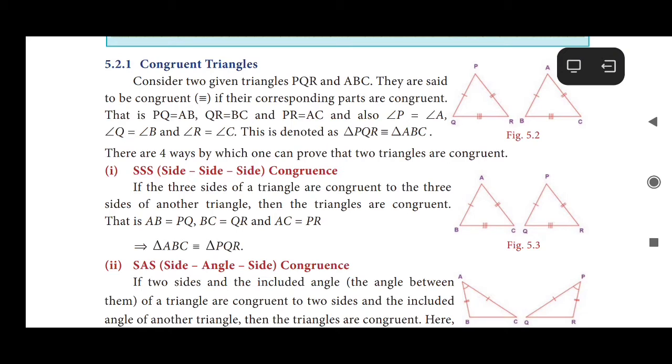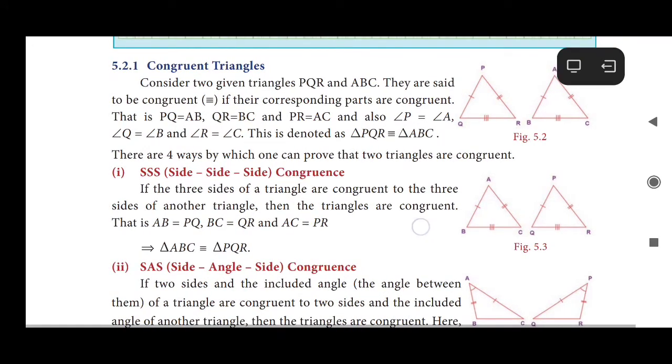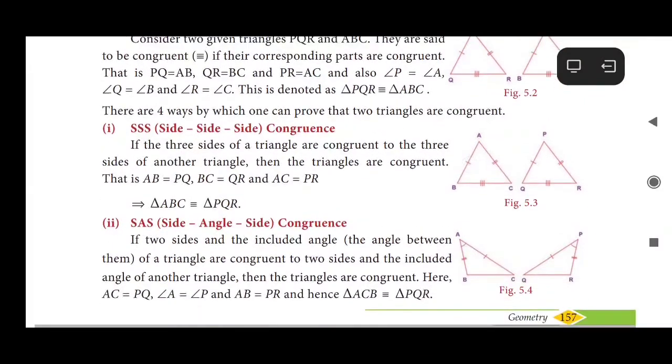Okay, so the first one is SSS, that means side congruence. All the three sides should be equal for both triangles. If they are equal, the triangles are congruent by sides. If the three sides of a triangle are congruent to the three sides of another triangle, then the triangles are congruent. That is, AB is equal to PQ, BC equal to QR, AC is equal to PR. Understand? So the triangles are congruent.